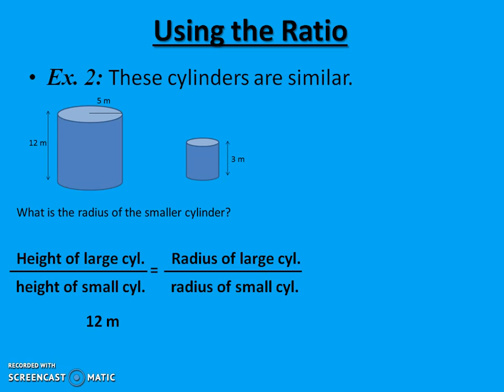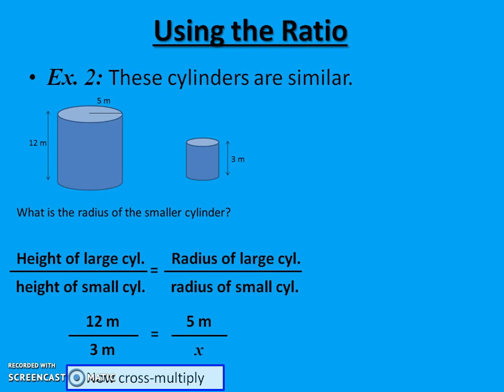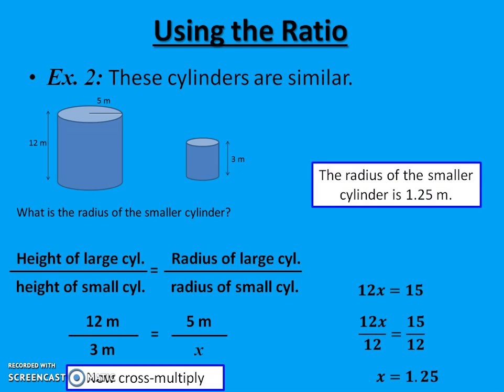If you're looking for the ratio of similarity, that means that it won't turn out to be a decimal or fraction value. It should be a bigger number than 1. And if I fill in all the blanks there, all I have to do is cross multiply to figure out that missing value. And it turns out to be 1.25 meters. That's it.